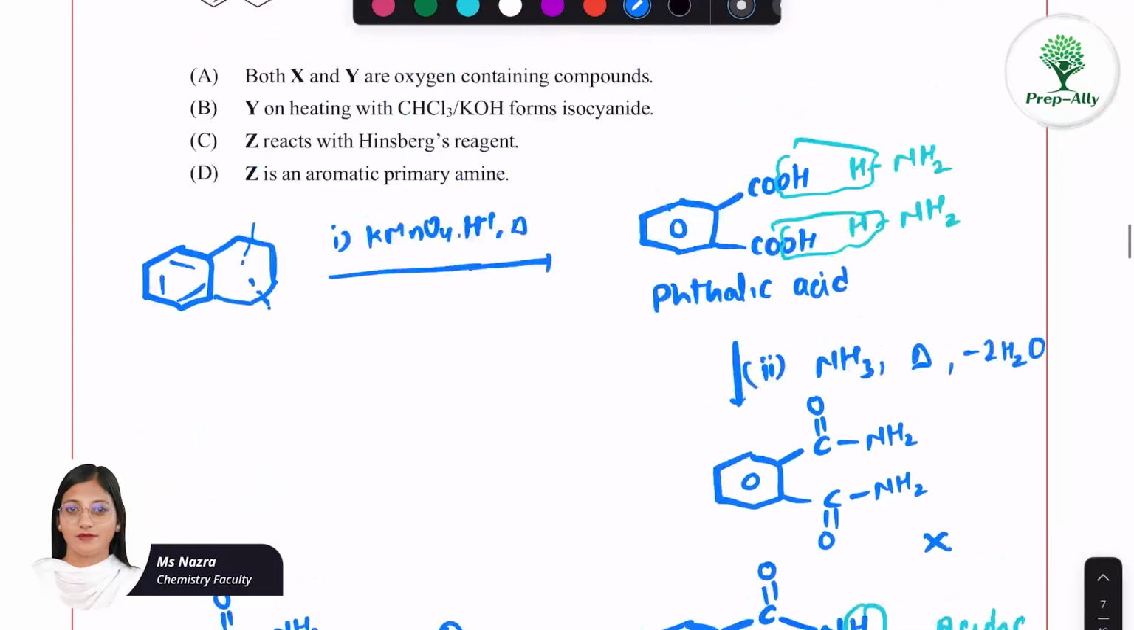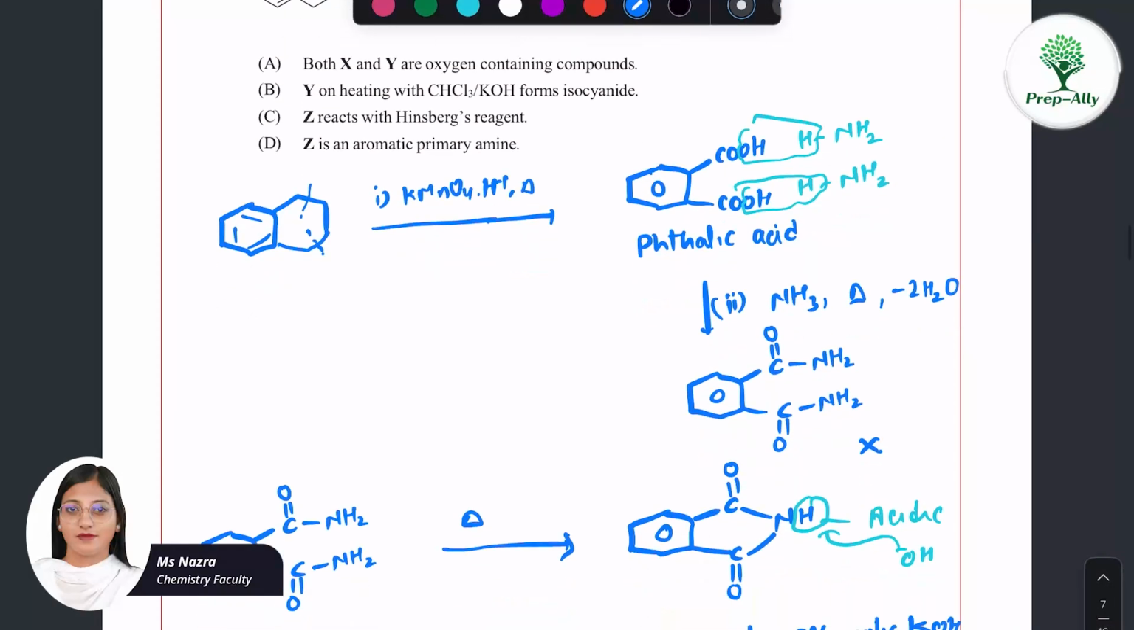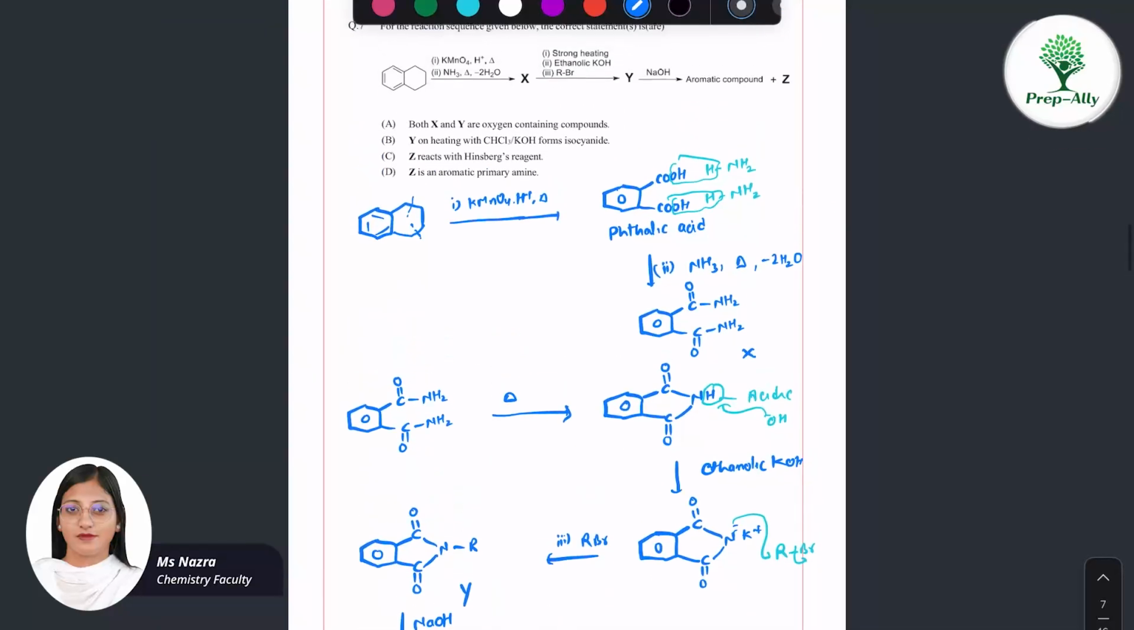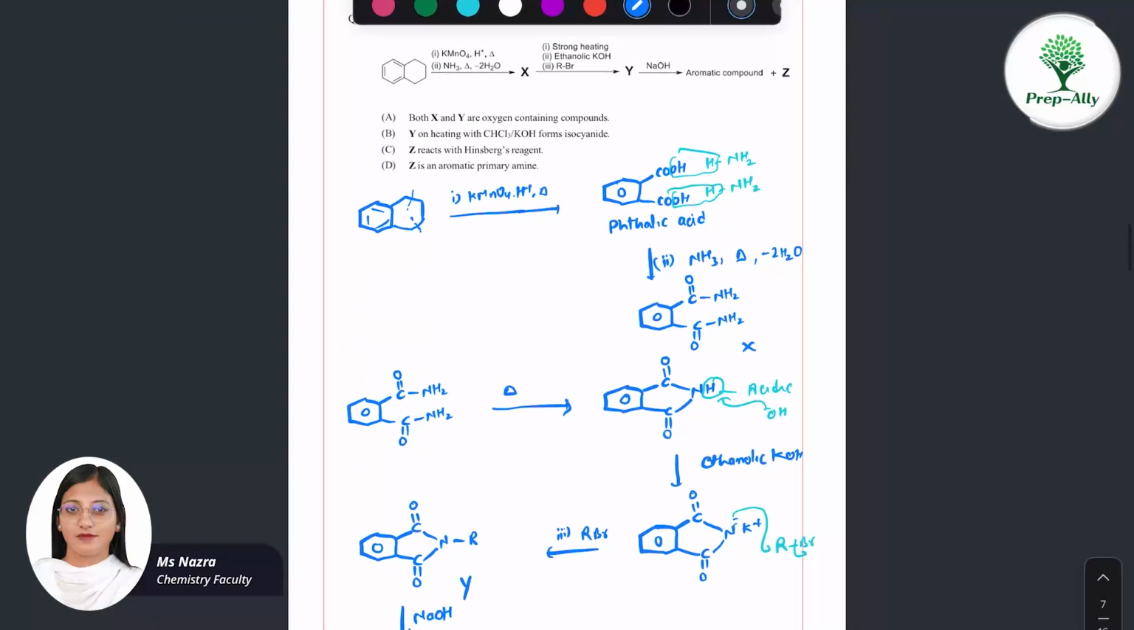Now let's see the options given in the question. Both X and Y are oxygen containing compounds. Let's see where X is. This is the X, right? It has 2 oxygens. Y, this is the Y, it also has oxygen. So this option is correct. Y on heating with chloroform and KOH forms isocyanide.